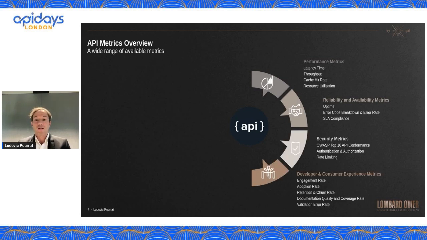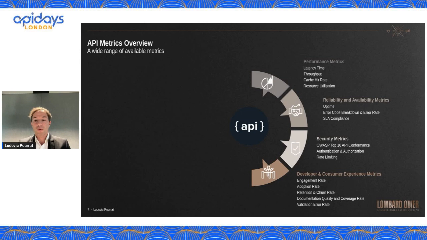Then there are security metrics, which show how your APIs are compliant with the OWASP Top 10. They just published in June this year some rules that directly target APIs. But also figuring out whether your APIs and endpoints are authenticated and authorized properly, and feeding that with rate limiting to protect your overall ecosystem.